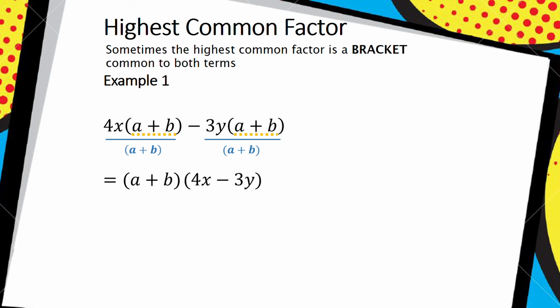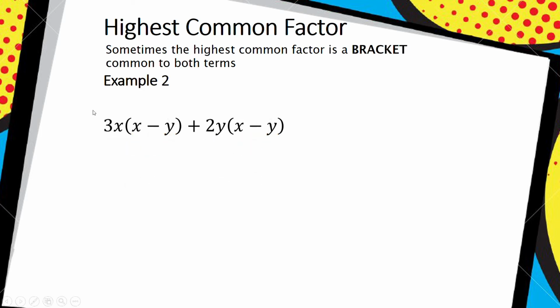Let's try another one. Okay, so example 2, very similar. Again, the 3 and the 2 don't share a highest common factor. This one here has an x, this one here has a y. You can't take out a highest common factor there because there's not x's in both terms and y's in both terms. But there is a common bracket. Okay, so there's my common bracket, which means that's going to be my highest common factor. So I'm going to divide through by my highest common factor, which is (x - y).